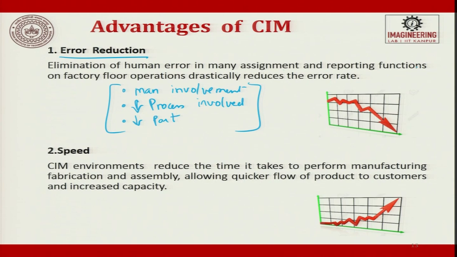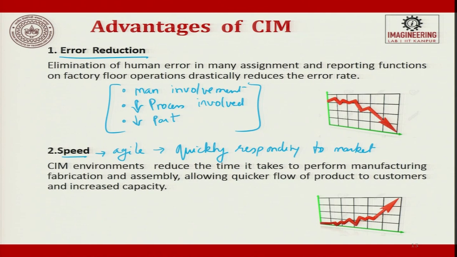Speed: SIMS environments reduce the time it takes to perform manufacturing, fabrication and assembly line. So, speed here we are talking about agile. Agile means how quickly I can respond to market. That means when there is a change in the market, it is quickly communicated to the factory and factory people start changing their requirements to meet the customer need. So, this is the speed which we talk about.